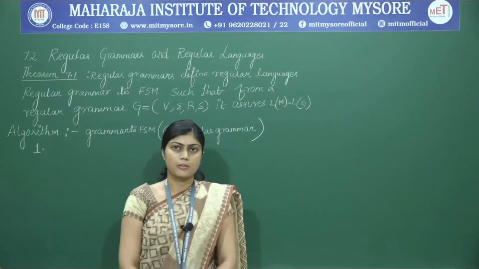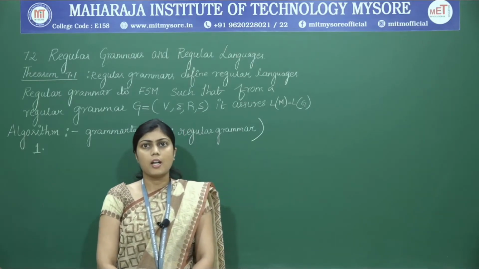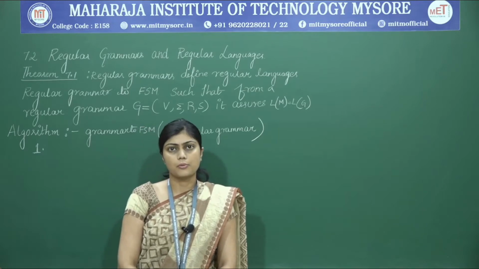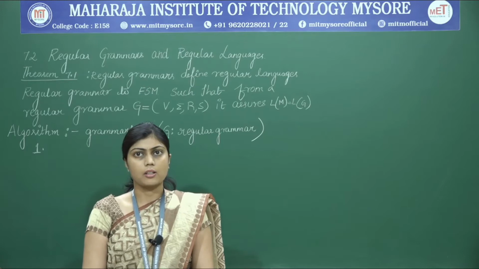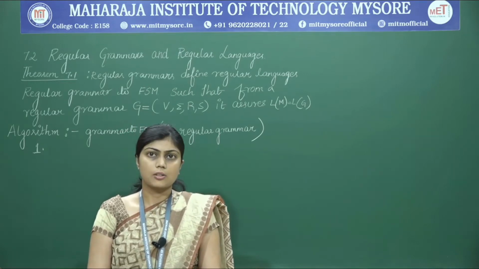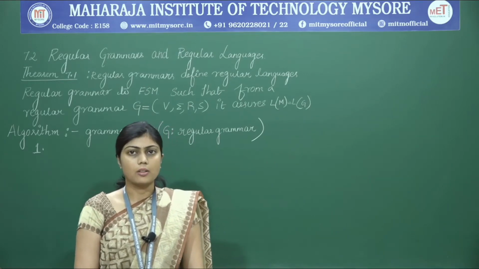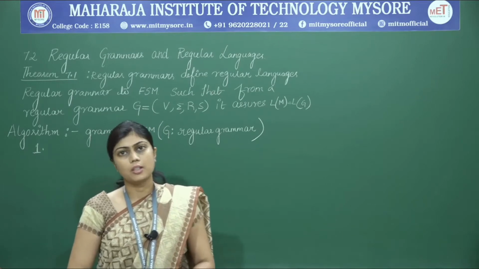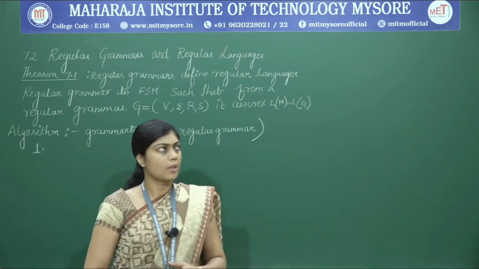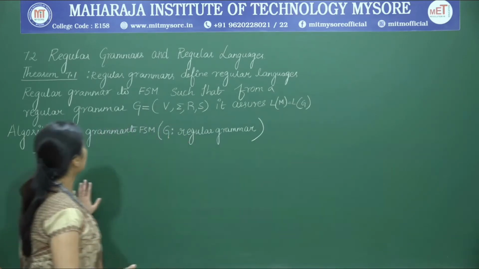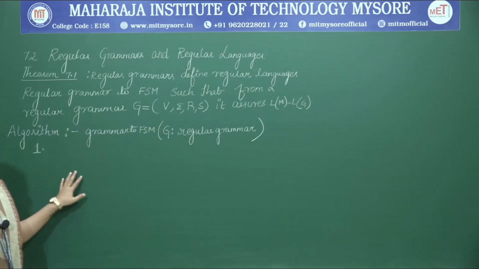In the previous class we discussed regular grammars, and we saw the rules for formation of regular grammars and the definition of a regular grammar. Now in this section we are going to relate to an algorithm that converts a given grammar into an FSM. So, we are going to relate two things, that is regular grammars and regular languages.